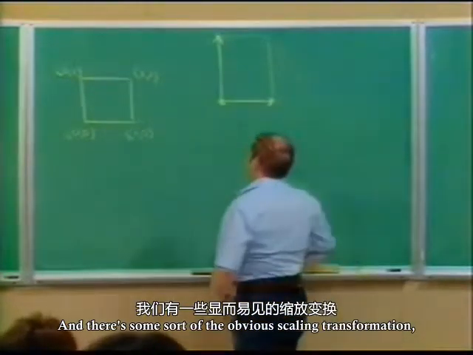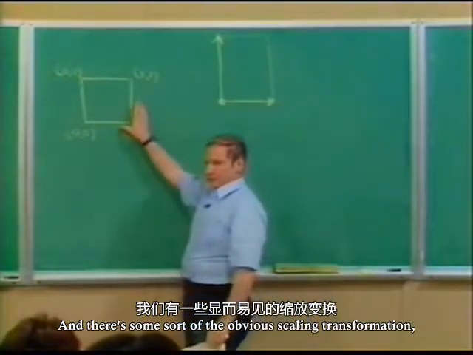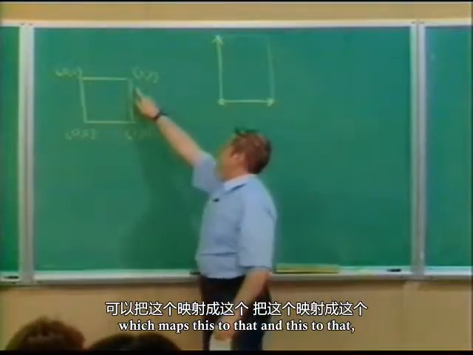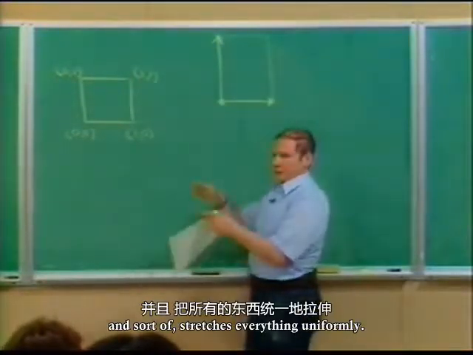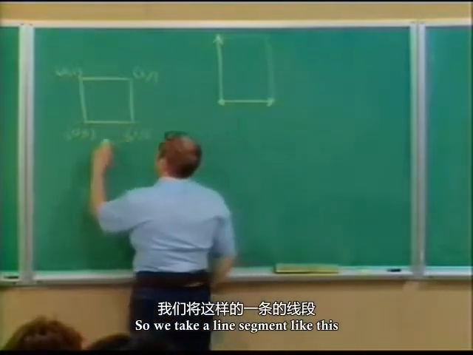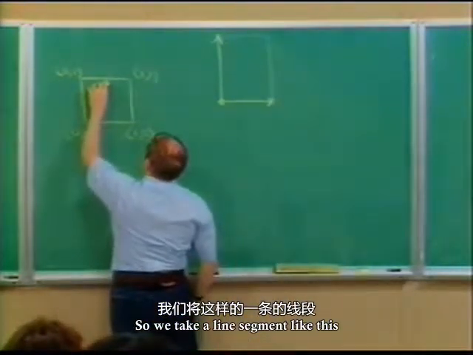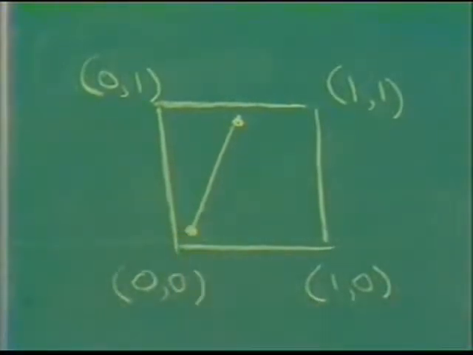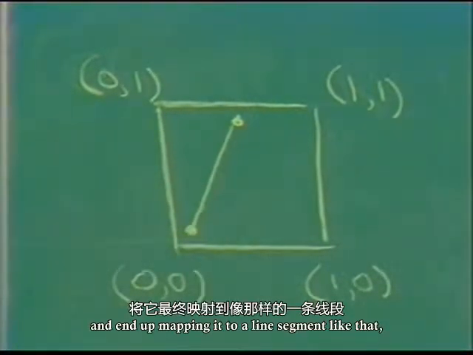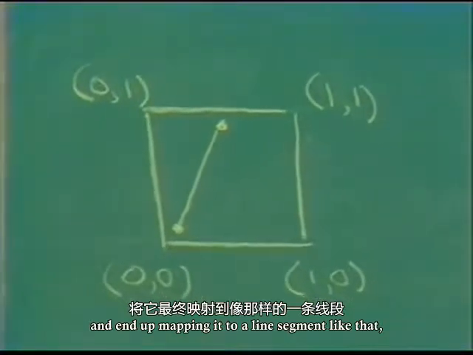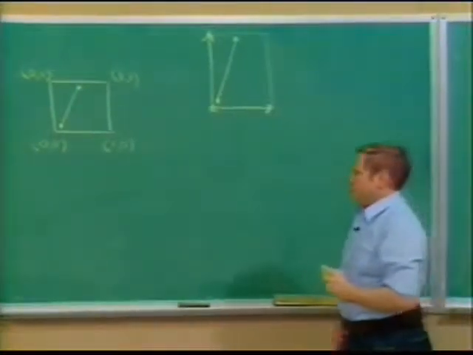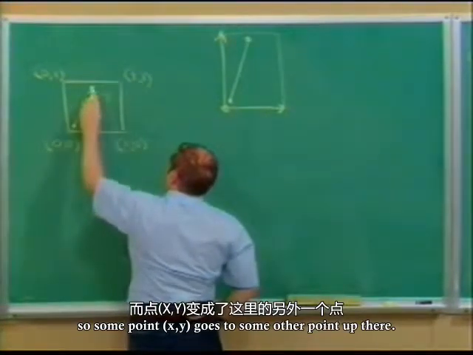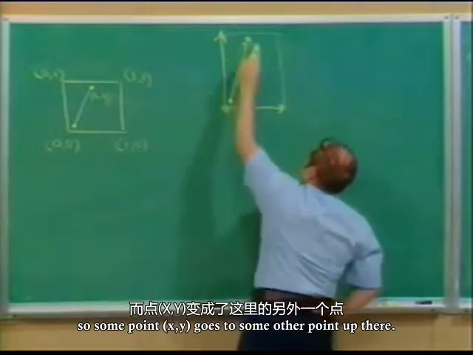And there's the obvious scaling transformation which maps this to that and this to that and stretches everything uniformly. So it would take a line segment like this and end up mapping it to a line segment like that. So some point (x, y) goes to some other point up there.